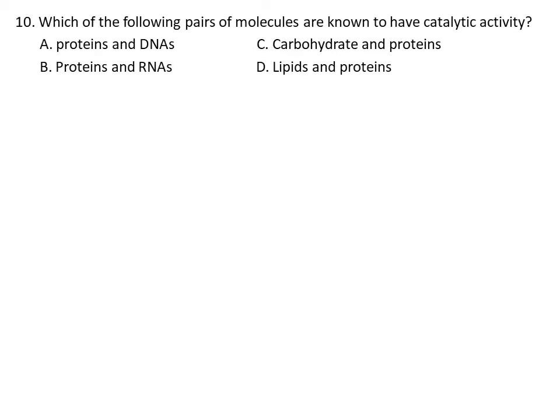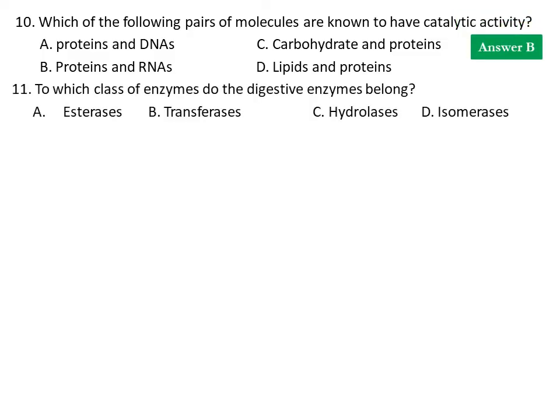Question number 10. Which of the following pairs of molecules are known to have catalytic activity? A, protein and DNA. B, protein and RNA. C, carbohydrate and proteins. D, lipid and proteins. So the answer should be B, proteins and RNA.